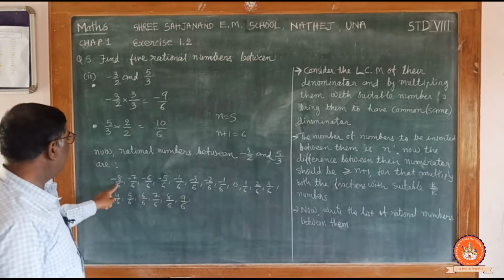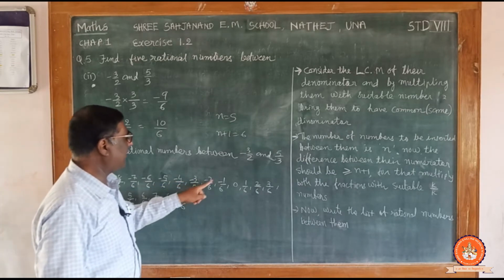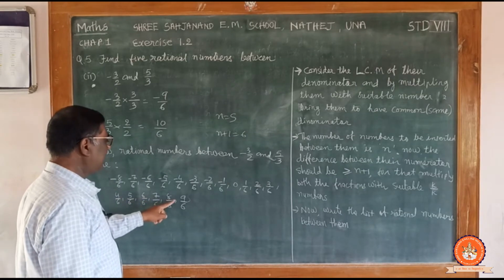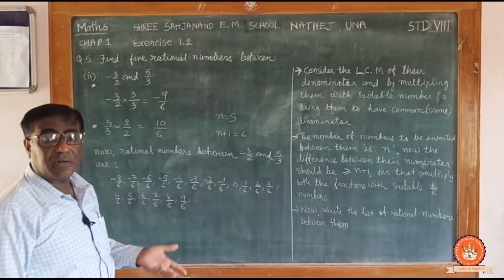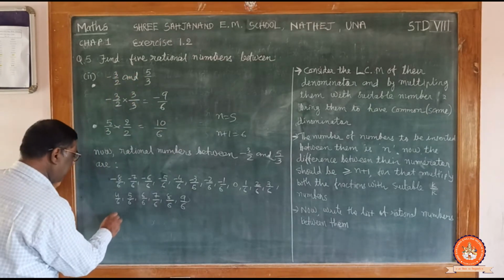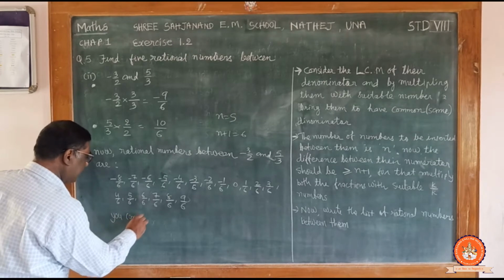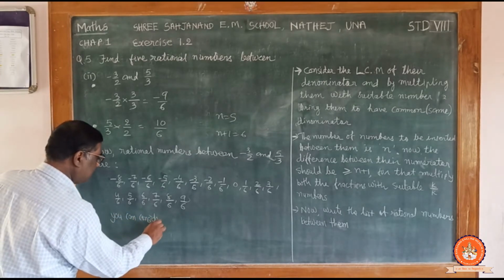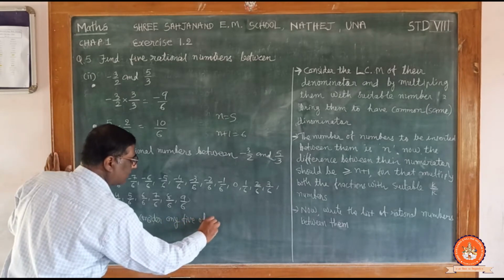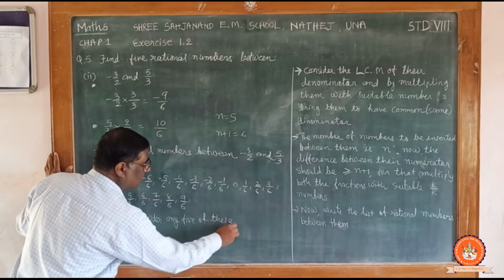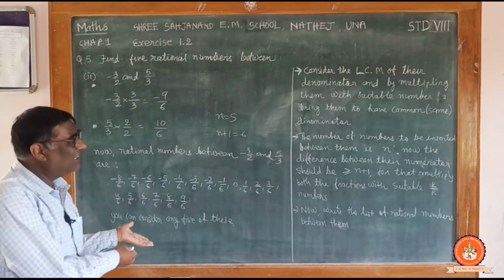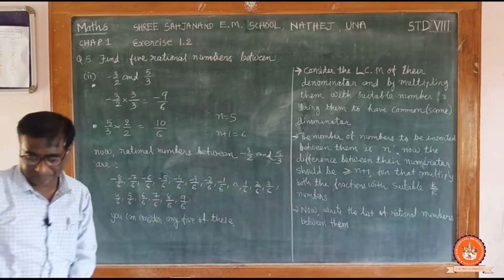So how many? 1, 2, 3, 4, 5, 6, 7, 8, 9, 10, 11, 12, 13, 14, 15, 16, 17 and 18. So now we are able to write 18 numbers and we have to write just 5 numbers. So you can consider any 5 of these. You can write the answer like this. Okay, very good.